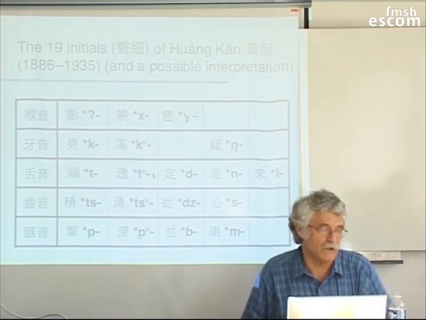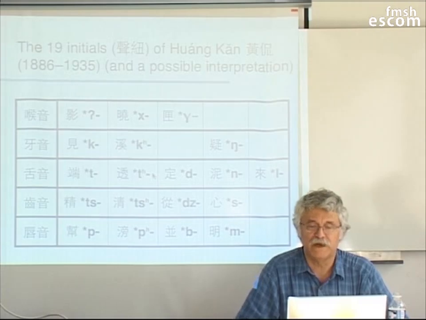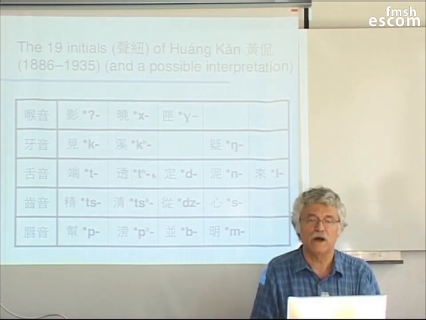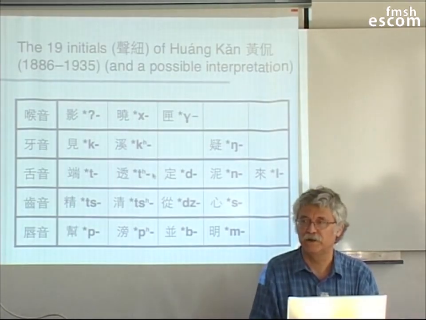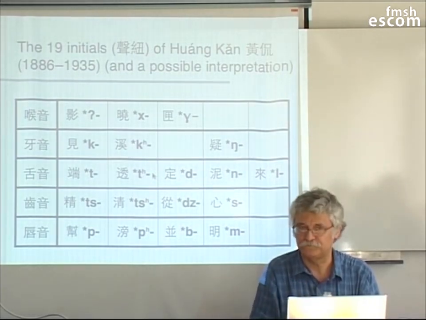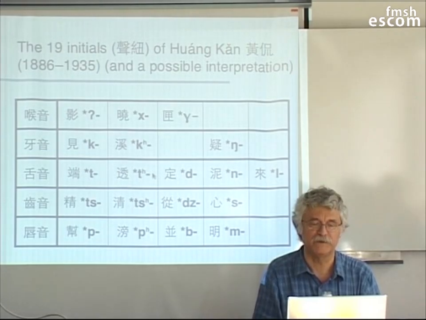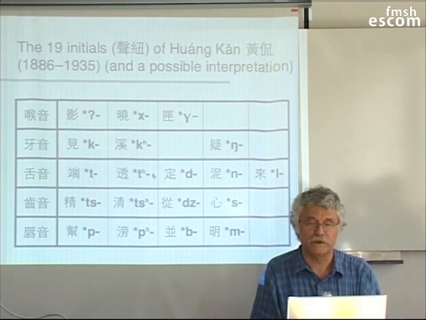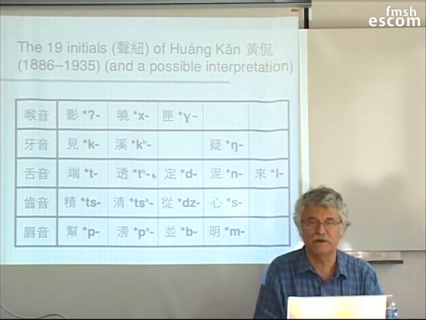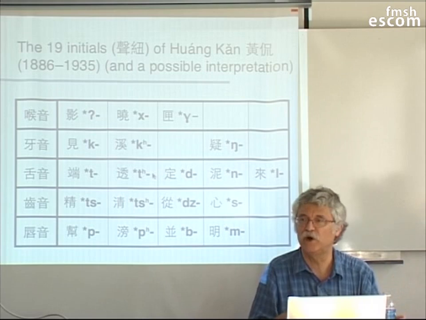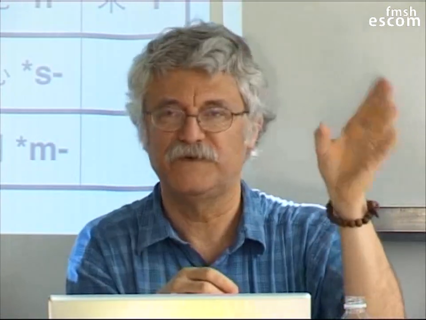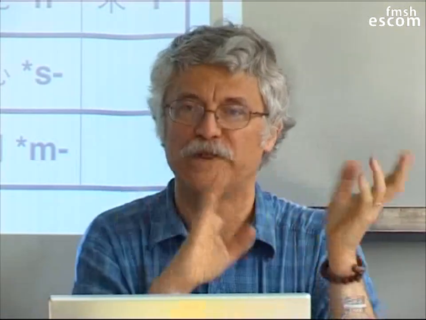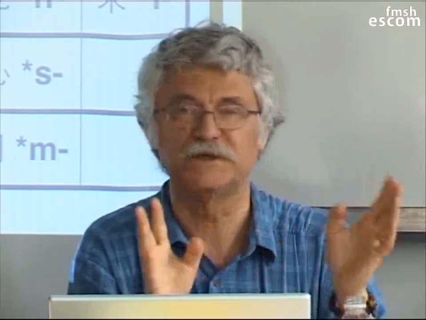Okay, so that was the 22 rhyme groups he uses, and then he uses 19 initials identified by Huang Kan. His dates are there, and I've added phonetic symbols that would give you some idea of what these might stand for, although these are never used by He Linyi, or people who use this system typically. Huang Kan actually paid a great deal of attention to distribution. In the same way that you remember yesterday, I was taking this Middle Chinese context of TS type initials and N without any funny business, no retroflexion, palatalization, basically the syllables of division one and division four.